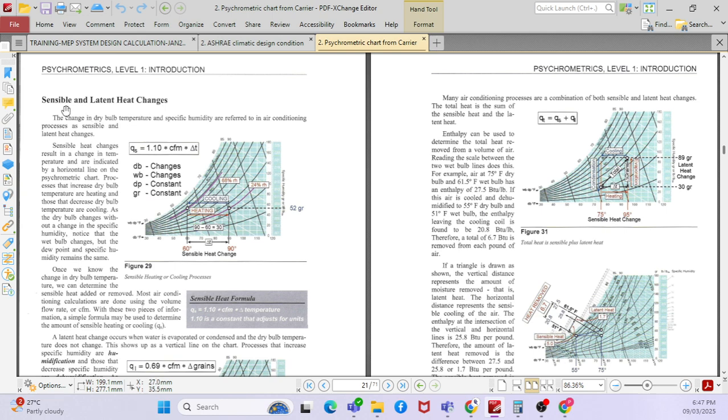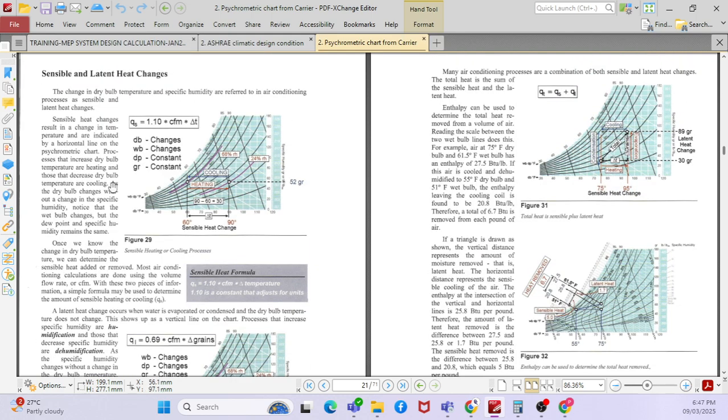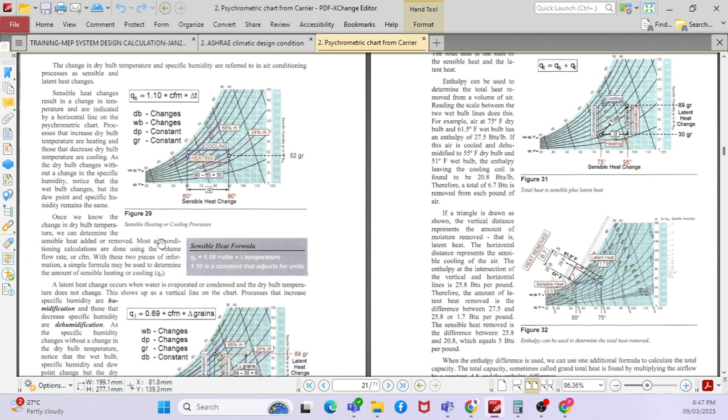So when you are going to do the sensible heat, what is the formula you will apply to calculate your capacity? How to calculate the sensible load? And how to calculate the latent load? What is the formula? That is also given in the psychrometric chart. If you have this basic idea, then you can do any type of calculation.